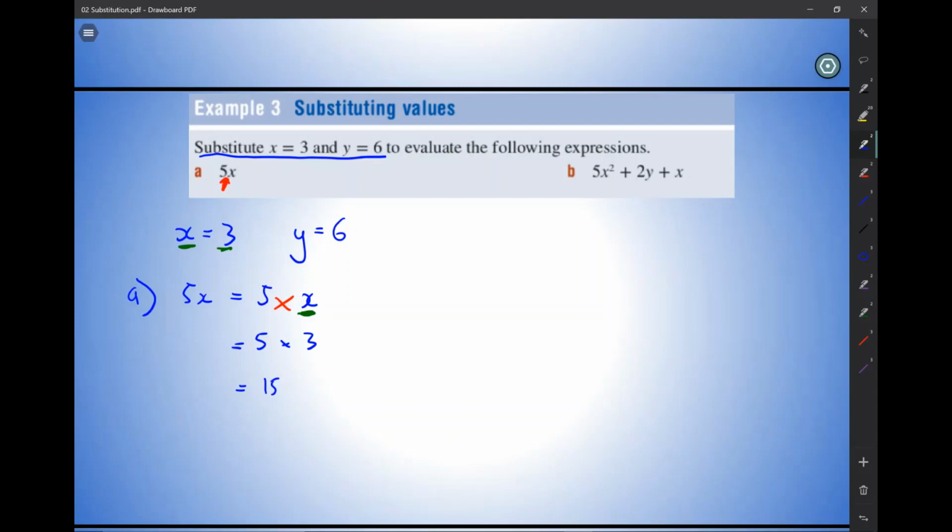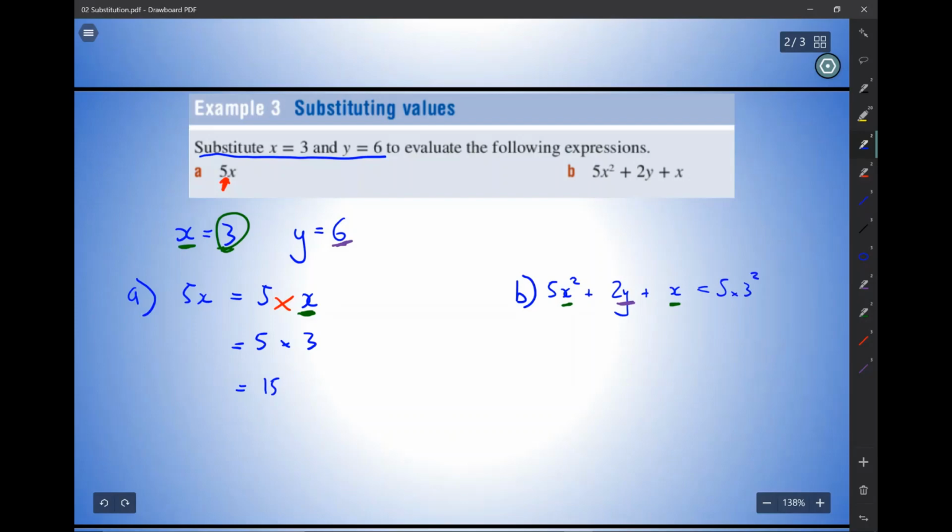Alright, let's look at the second one now. The second one is a little bit more complicated. 5 times x squared plus 2 times y plus x. Okay, now let's go through and replace the y with a 6, and just like in the first one, we're going to replace all the x's with 3's. So we end up with 5 times 3 squared plus 2 times 6 plus 3.